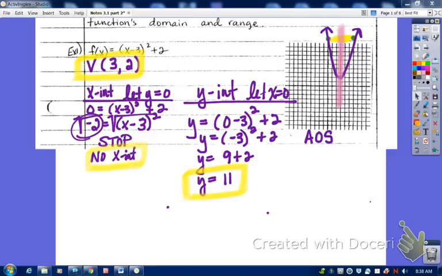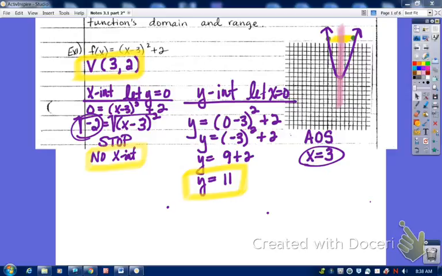Axis of symmetry. They want the equation of the vertical line that goes right through the middle of your parabola touching at the vertex. It's vertical. It's one of our common graphs. If it's vertical, the equation has to have an x in it, and every x on that line is equal to what? 3. Every x on that axis of symmetry is equal to 3. So there's your equation for your axis of symmetry.